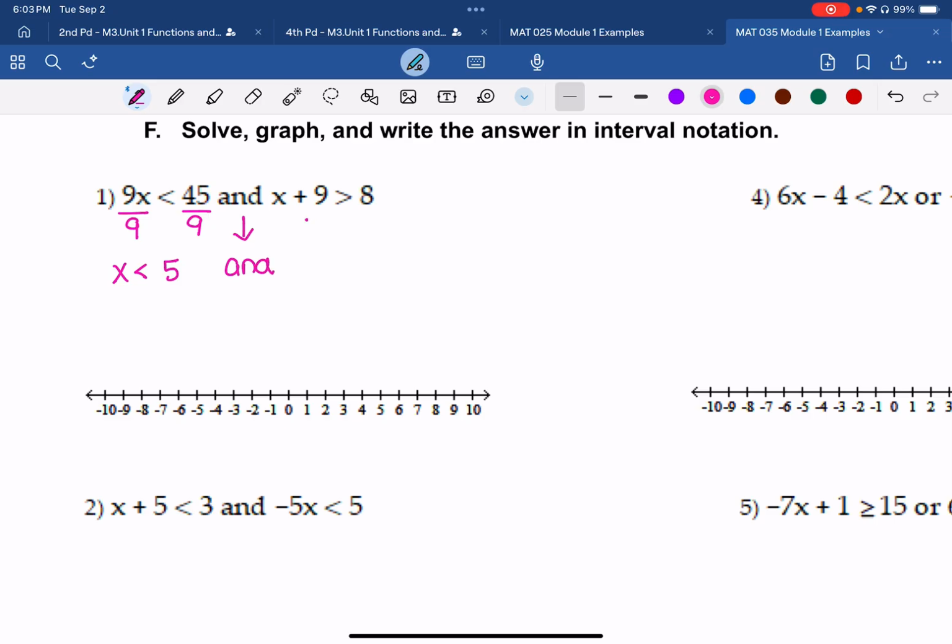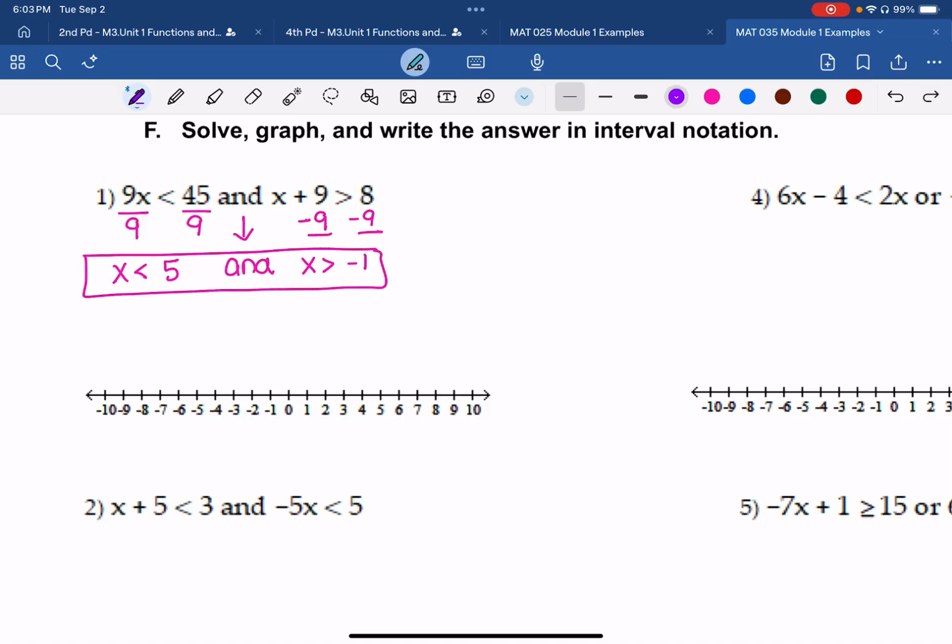Then here I'm going to subtract 9 from both sides, and I get x is greater than -1. So my solution as an inequality is right there. Now I can go to my graph and graph these. The and has to be the overlap. It has to be in both situations. When I graph these, I'm going to color code them. I'm going to graph the first one in purple.